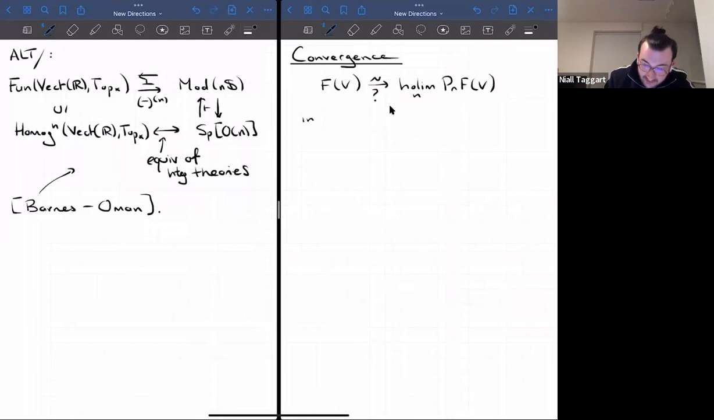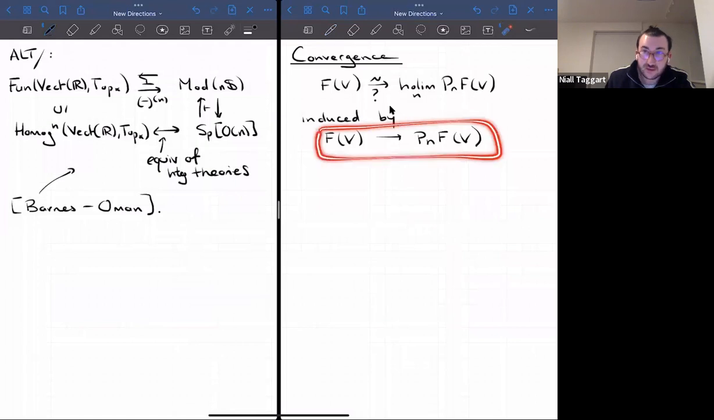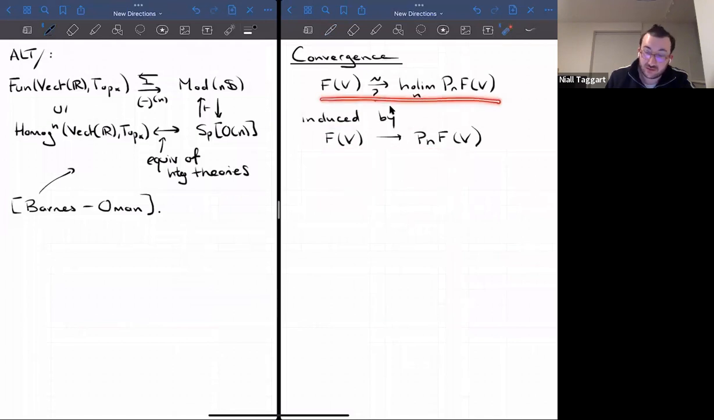This map is induced by maps from the functor to its polynomial approximations. So what we could say is that if we understand these maps well enough, so by this I mean if we know the connectivity of these guys, then we should be able to decide if this is an equivalence or not. And that's exactly what the following definition makes precise.